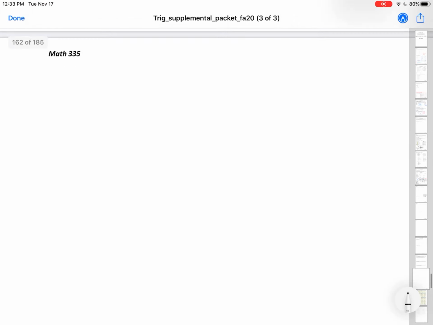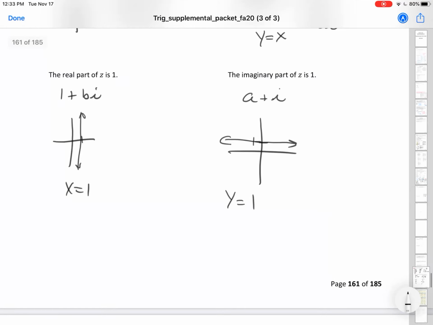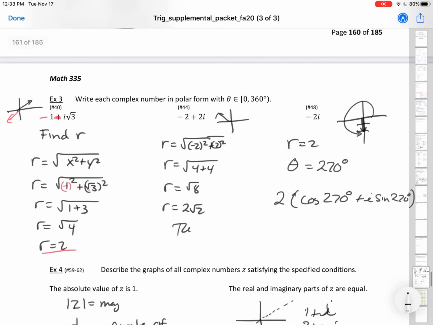Awesome. So that's it for 8.2. Just that brief introduction to the polar form, or the trigonometric form, of complex numbers.